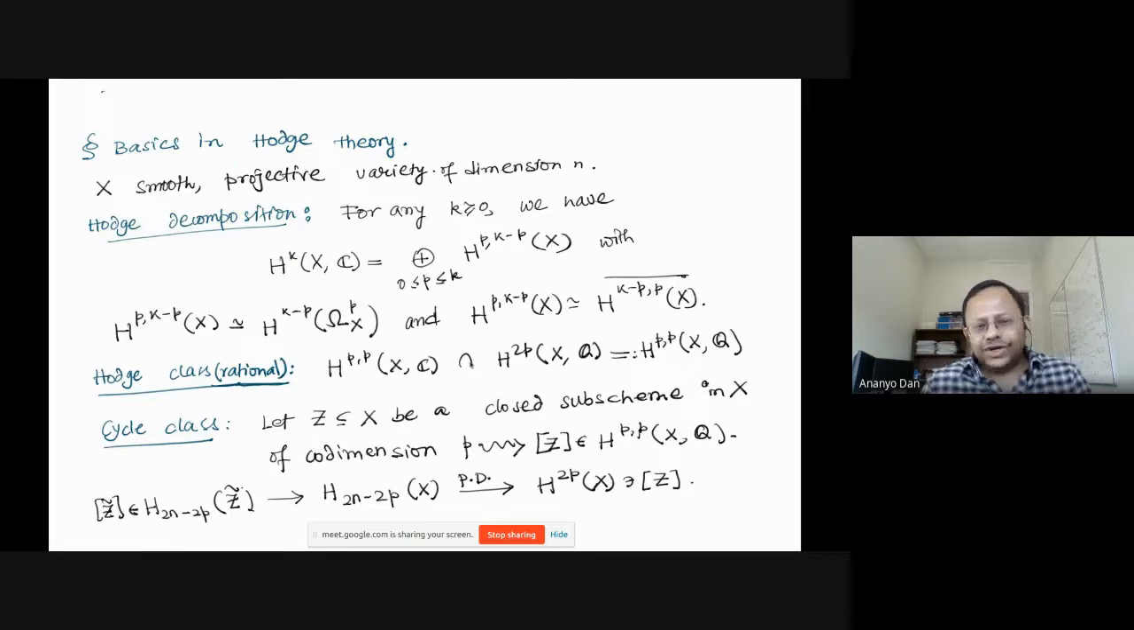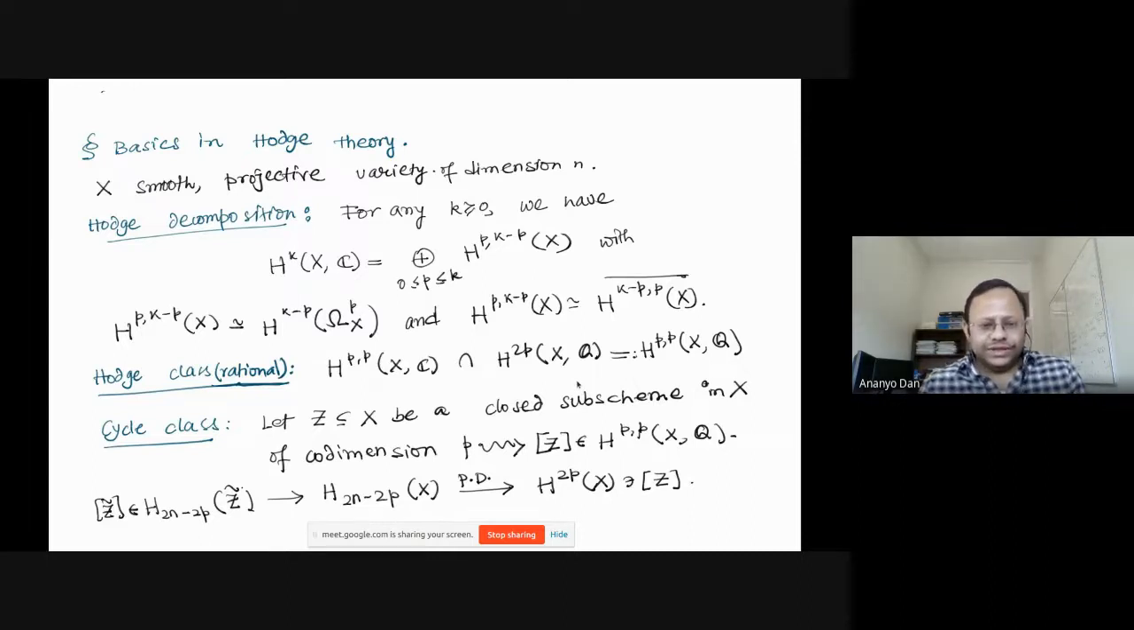Now, I will always look at rational Hodge classes, because the theory gets more complicated if you look at integral Hodge classes. So just for simplicity, I look at the rational Hodge classes. The rational Hodge classes will be the intersection of this complex vector space H^{p,p} with the rational cohomology H^{2p} of X, which I will denote by H^{p,p}(X, Q).